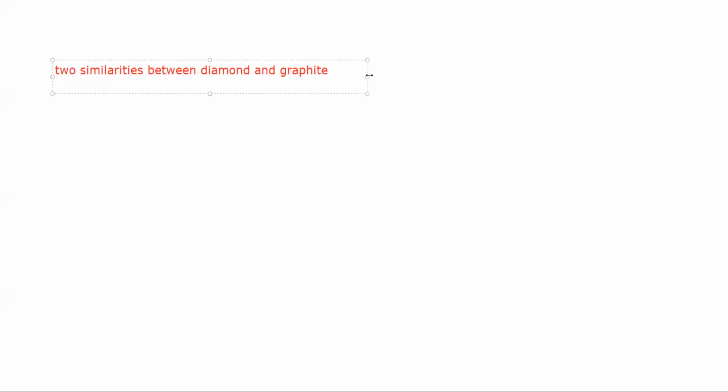Both of them have high melting points. Yes, and what else? Both have a tetrahedral arrangement of the particles. Diamond is having tetrahedral, but graphite is having hexagonal. Sorry, sir.